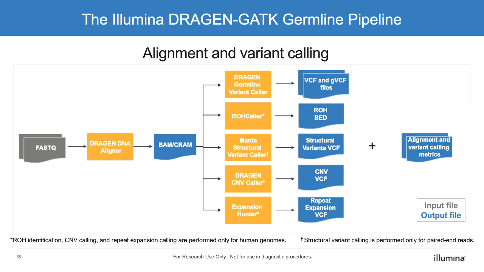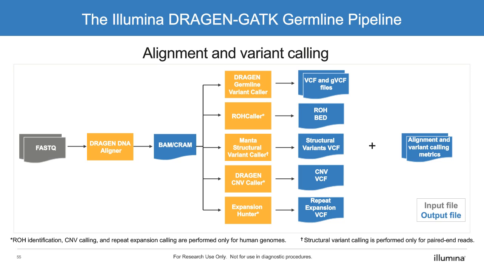Next, we have DRAGEN ExpansionHunter for repeat expansion detection. So this is going to detect expansions of short tandem repeats, or STRs. These repeat expansions are responsible for diseases like Fragile X syndrome and Huntington's disease.